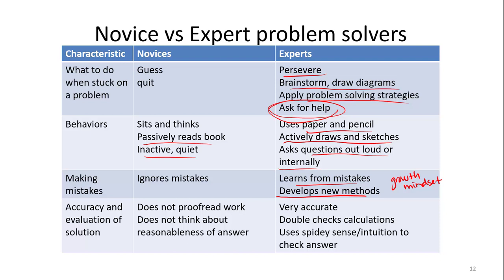Finally, last point, accuracy and evaluation of solution. Novice problem solvers will not proofread their work, and they don't necessarily think about their answer. They write down a number and they move on to the next question. Meanwhile, expert problem solvers are very accurate. They double check their calculations and they use their engineering spidey sense, intuition, to help check their work.